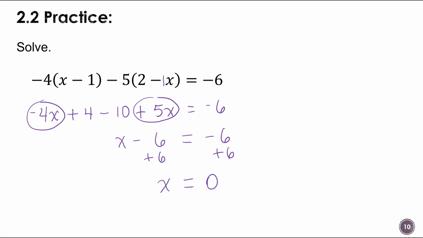Now sometimes students get a little confused when the solution is 0. 0 is just a number and it can be the solution to an equation, so it's just fine whenever you get a solution of 0. Let's check this one.